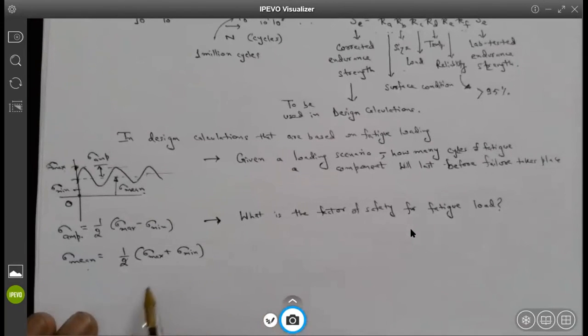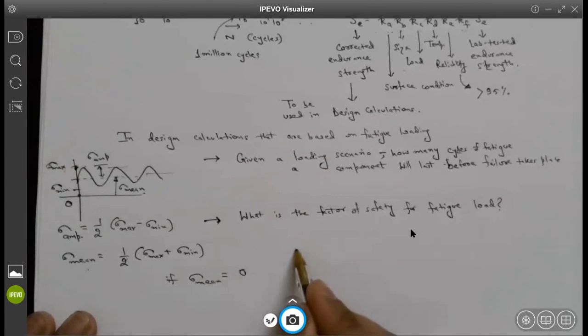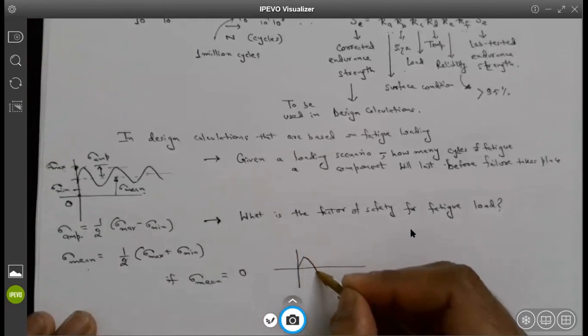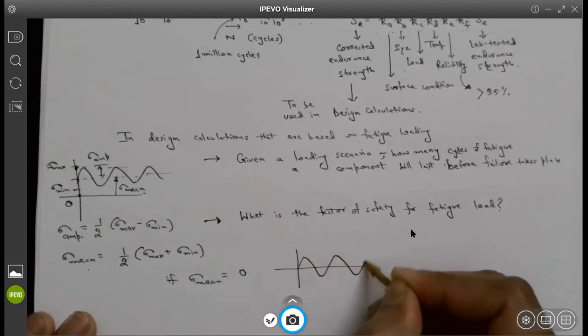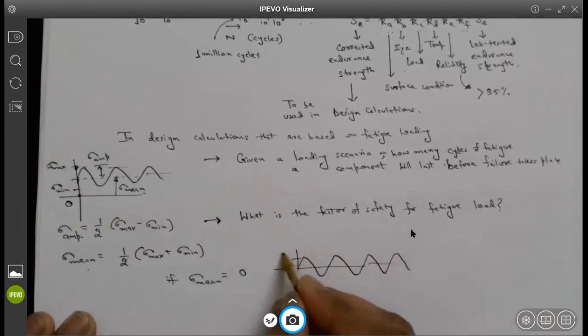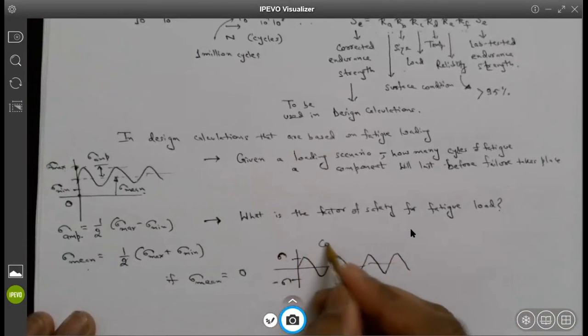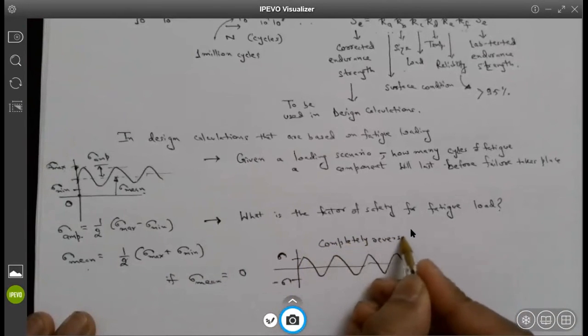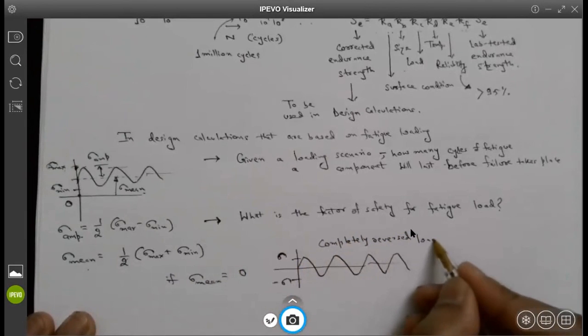So if sigma mean, the mid-range component, is 0, then what you have is a completely reversed loading and unloading scenario. So this is sigma max and this is sigma min, and they are both equal in magnitude but opposite in direction. This is called a completely reversed loading scenario.